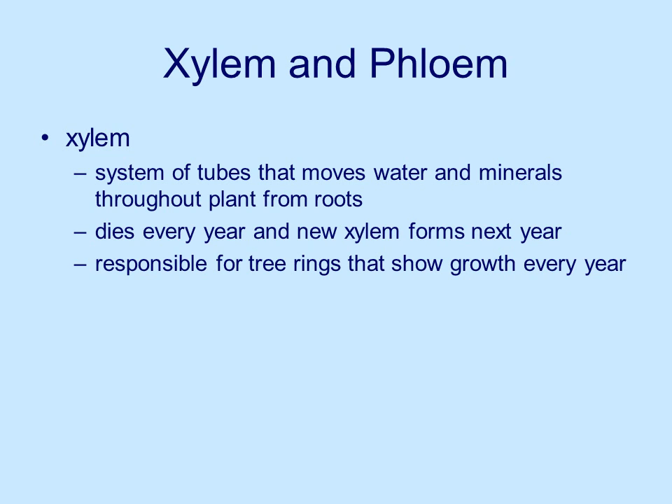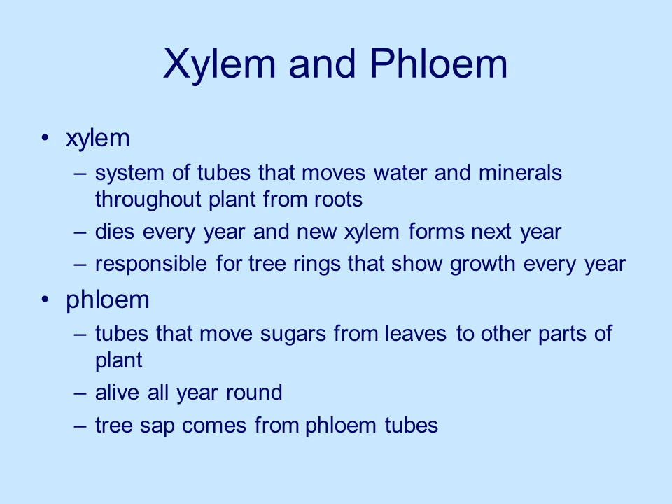Now the xylem moves materials from the ground up. The phloem moves materials from the leaves to other parts of the plant. So they kind of work in opposite directions. The phloem are alive all year round, and they keep things functioning even in the wintertime. And in areas of the country where you can get sap to make maple syrup or maple sugar, the tree sap comes from those phloem tubes.